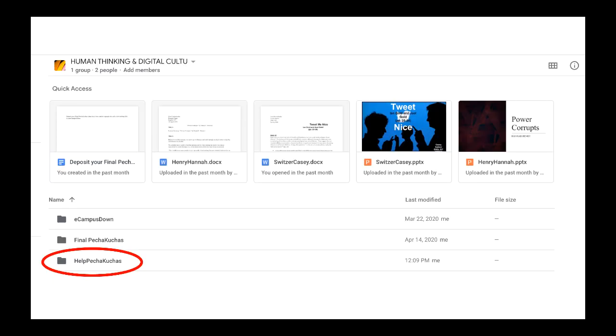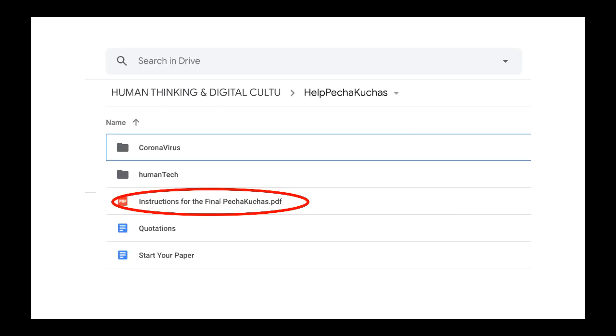In the Human Thinking and Digital Culture Google Drive folder, I've added another folder called Help with PechaKuchas. And inside this Help with PechaKucha folder, I have 2 subfolders, Coronavirus and Human Tech, instructions for the final PechaKuchas, which you can also find on eCampus in the Final PechaKuchas folder under Assignments. And then I have these 2 things here, quotations and start your paper, and I will show you what those are as we go along.